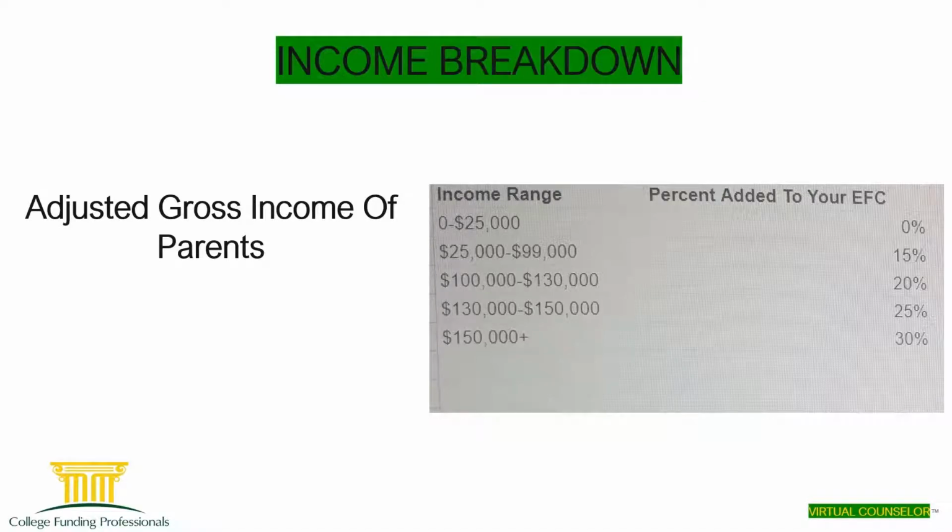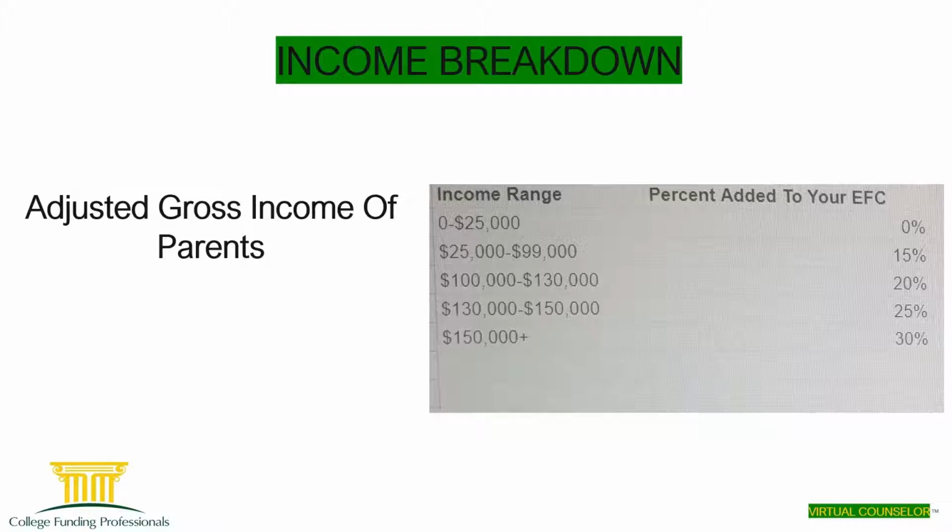When computing your expected family contribution, we know that they're going to take 50% if you're above the student income allowance amount. But what about parents? Well, for parents, there is no income allowance amount. They're really going to take from $1 and add that in.